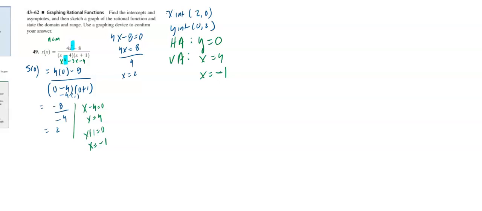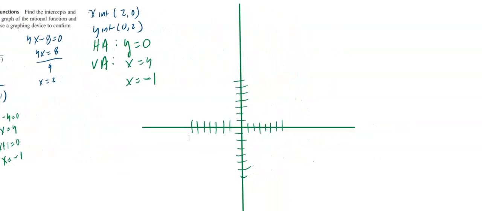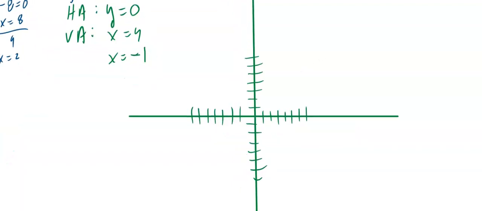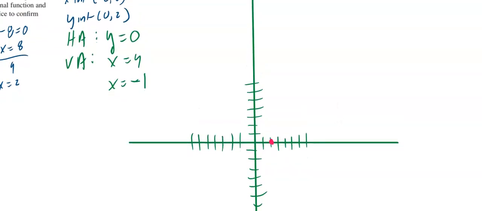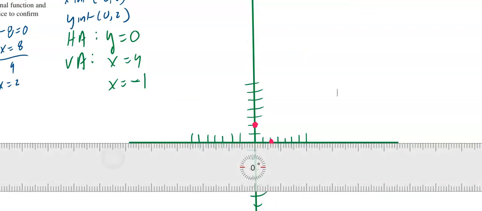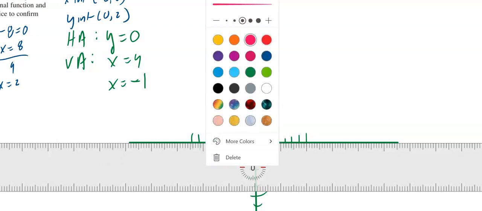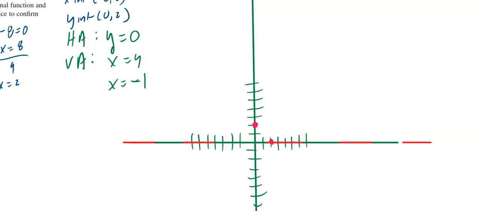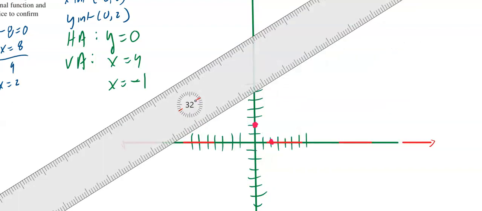So here are the axes that I drew, and let's plot the points we've got. We've got an x-intercept of (2, 0). We've got a y-intercept of (0, 2). We've got a horizontal asymptote. It's actually the x-axis, which is the line y equals 0. But let's go ahead and show that as an asymptote. And then we've also got a vertical asymptote of x equals 4.